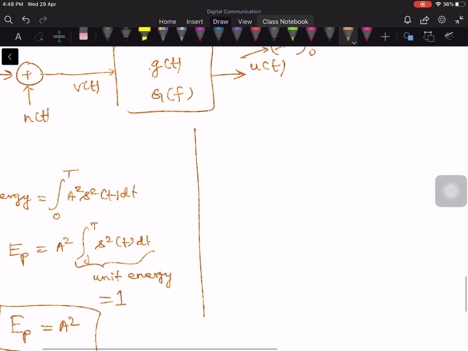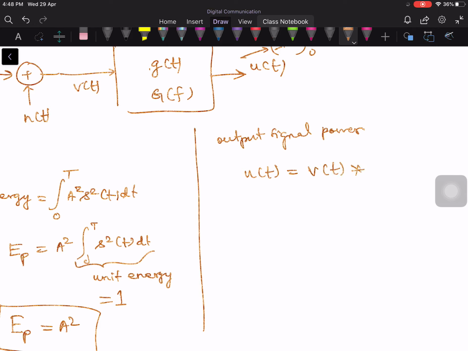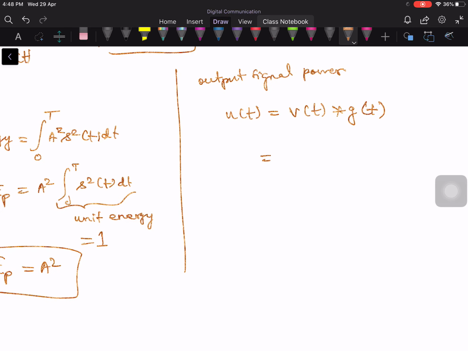Next we will find the output signal power. Now what is the output? Output is the input convolved with the impulse response. v of t, you take a convolution with the filter impulse response g of t. If you write it in the convolution integral formula, then integral of g of tau v of t minus tau d tau, from minus infinity to plus infinity. This is your u of t.